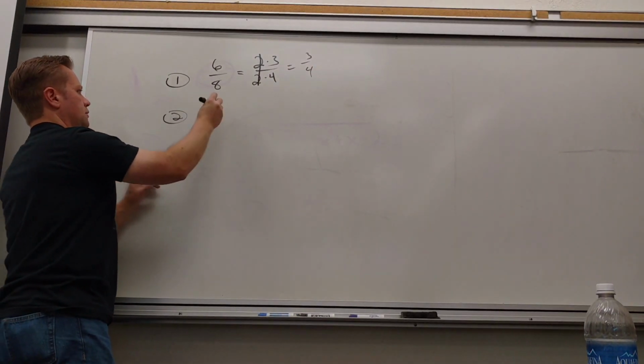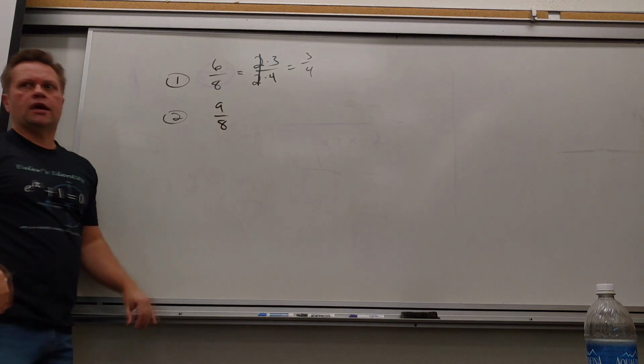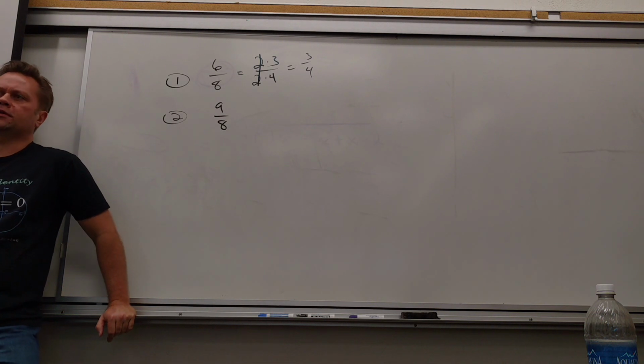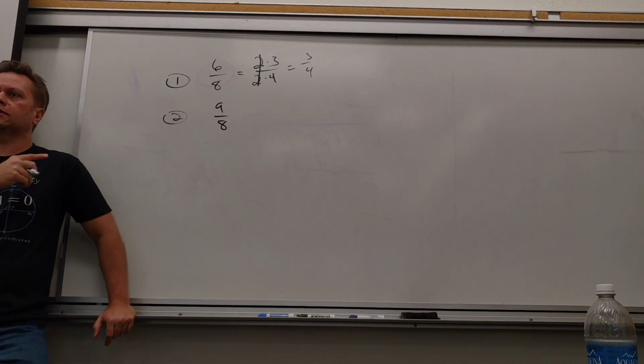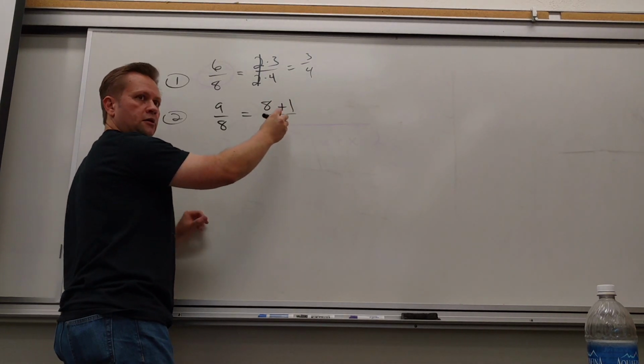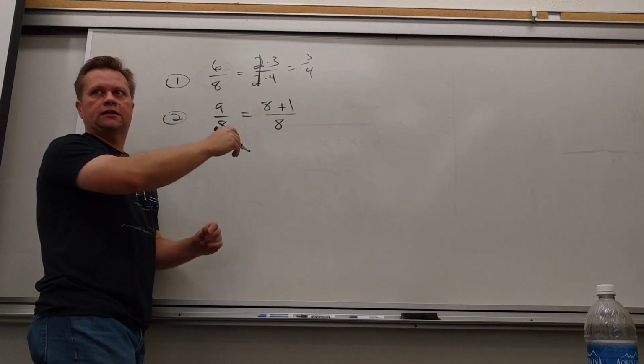Because what about this? Can you reduce 9 over 8? No. I didn't say turn it to a mixed number. You can't reduce this, right? But what if I wrote 8 plus 1 over 8? Isn't 8 plus 1 nine? Sure. And then people will suddenly say, yeah, I could do something.